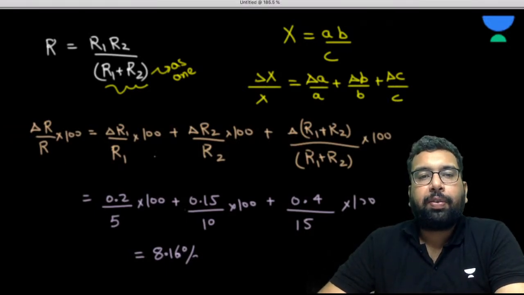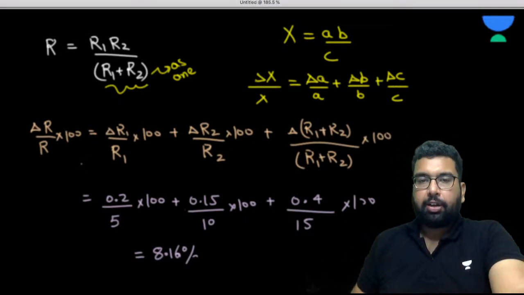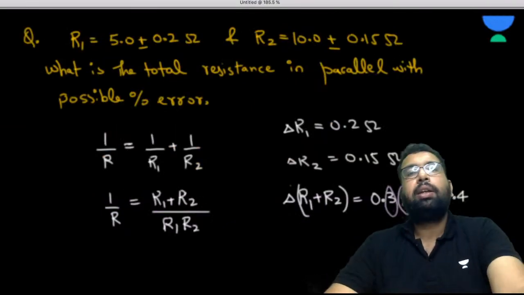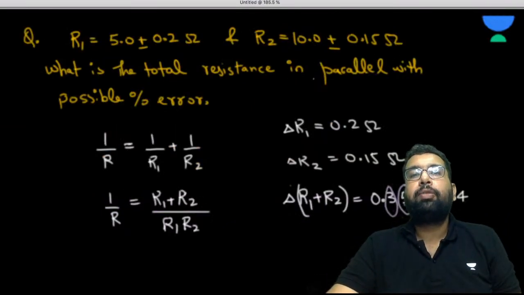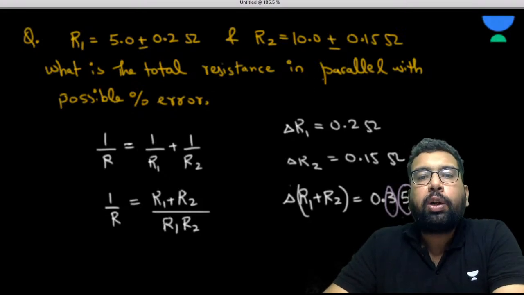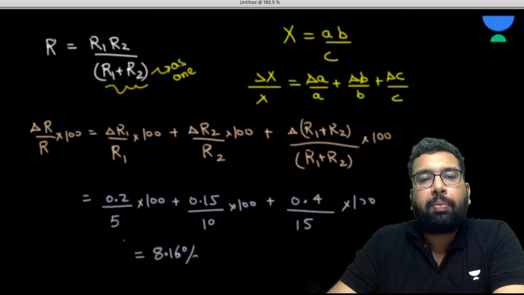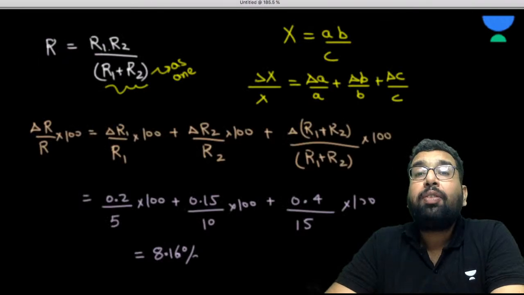I hope it is fine to everyone. Wonderful. 8.16% is the percentage error. So what is asked in the question? They are asking what is the total resistance in parallel with possible percentage error. So now what is the total resistance? We can find this from here. R is equal to R1 R2 upon R1 plus R2. In the formula we don't have to use the error.